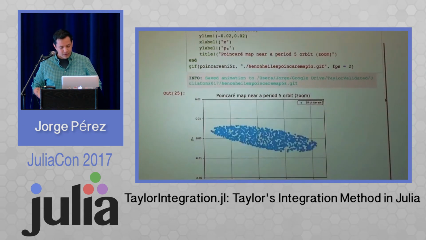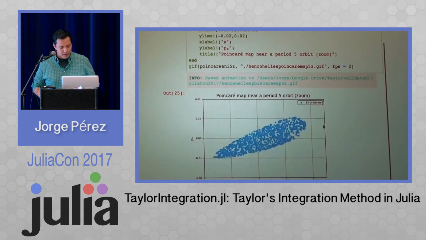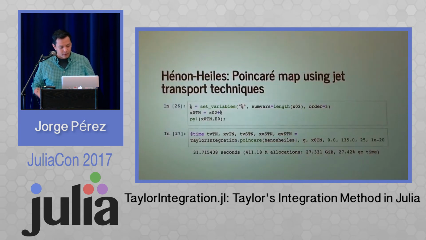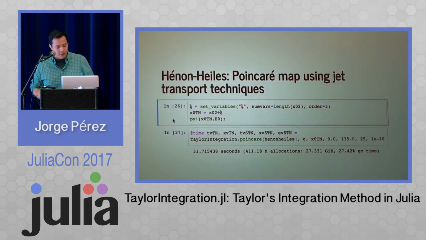Okay, so here's a zoom over a 5 periodic orbit, and each one of these points represents an individual orbit, and each one of these preserves the energy up to machine epsilon variations. Okay, but that was a Monte Carlo method around a 5 period orbit, and now I'm gonna show how we can do the same, but using jet transport techniques.